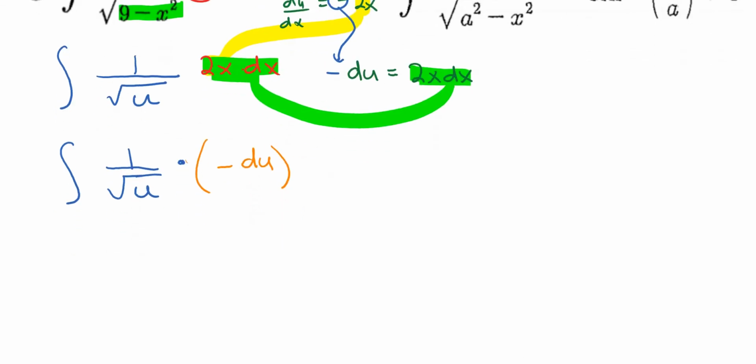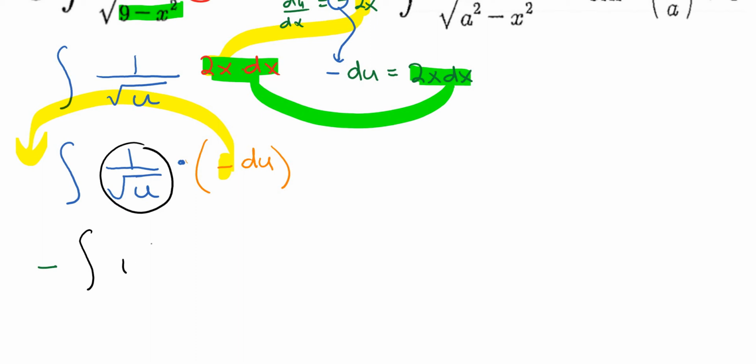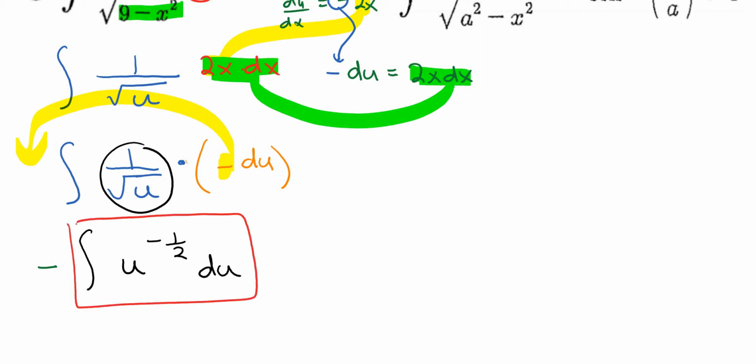And if I do just a little bit more work here, I can move the minus 1 to the front. And if I do that, that's going to be a minus sign there. The integral of, now this part right here on the inside, I can write that as u to the power negative 1/2 times du. And now I've written up the problem in a way where I can just take the antiderivative normally.